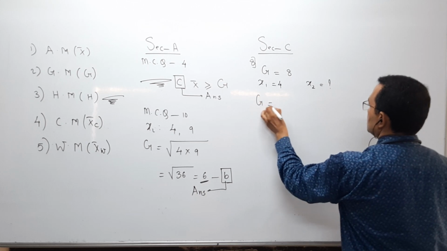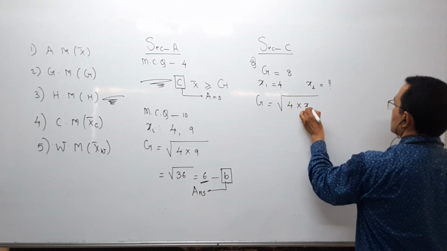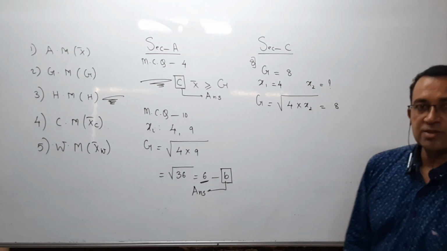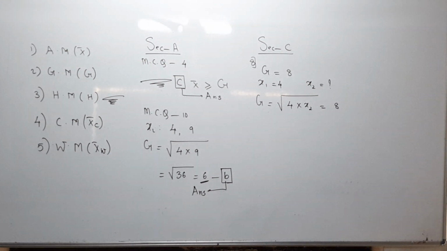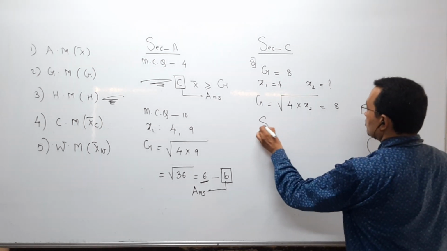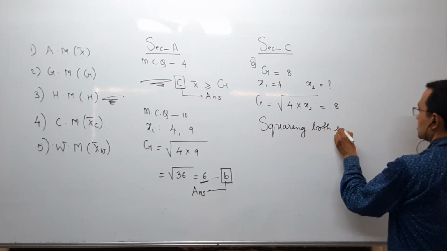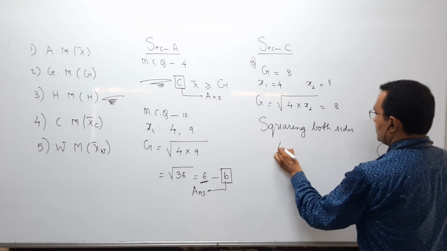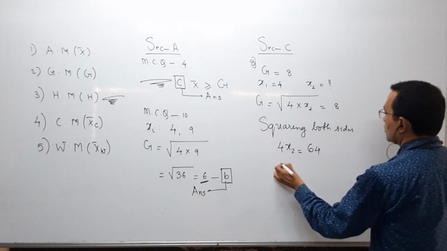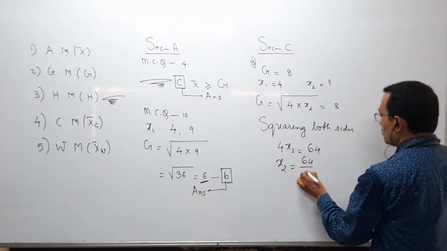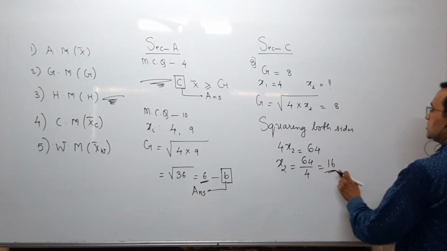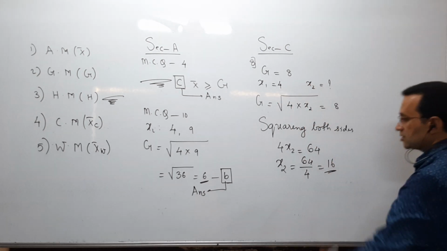So according to definition, G is equal to square root of 4 into x2, and that is given as 8. Yes or no? According to definition, if we have to find geometric mean of two numbers, we have to multiply and take square root. Now to remove square root, we do squaring both sides. Here square root will be removed and 8 square will be 64. So x2 will be 64 divided by 4, and that is 16. 16 into 4 is 64. Its square root is 8. So this is the answer.